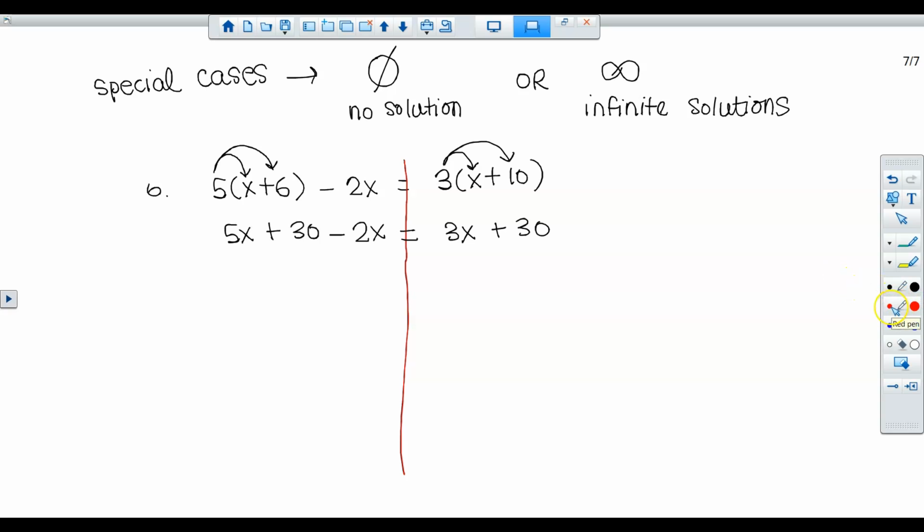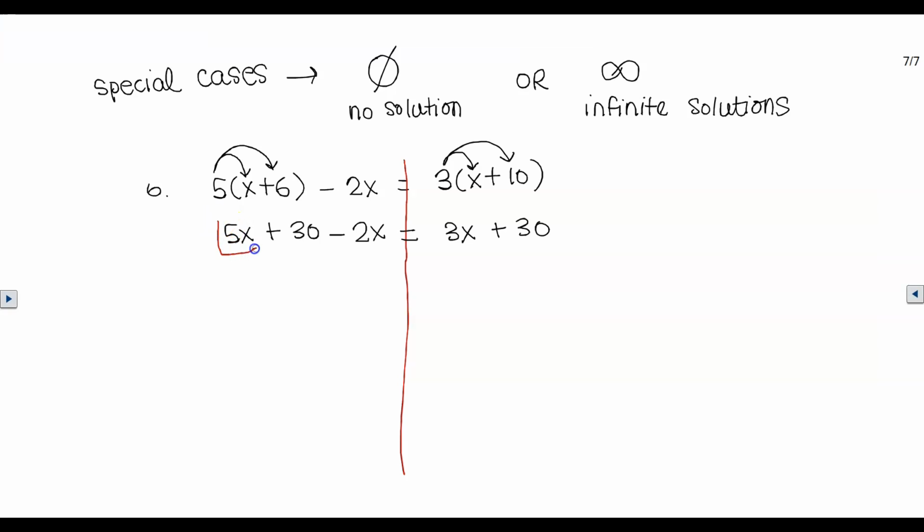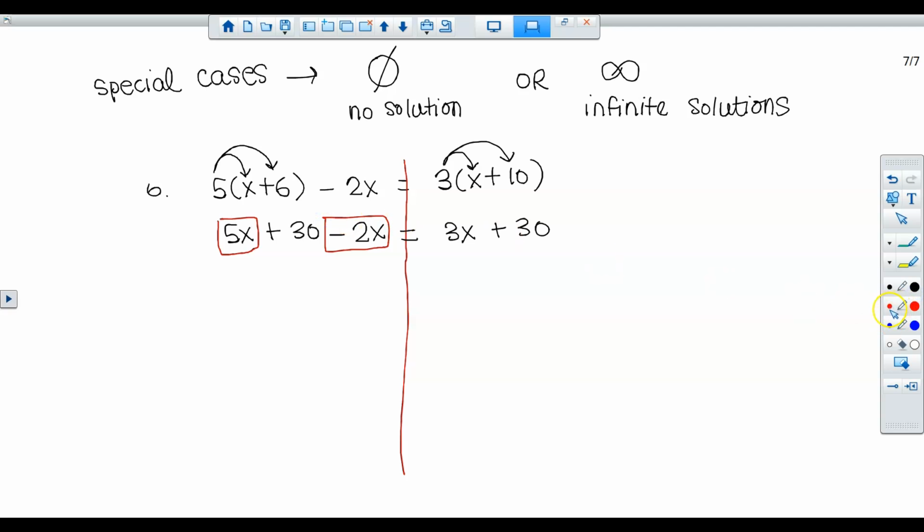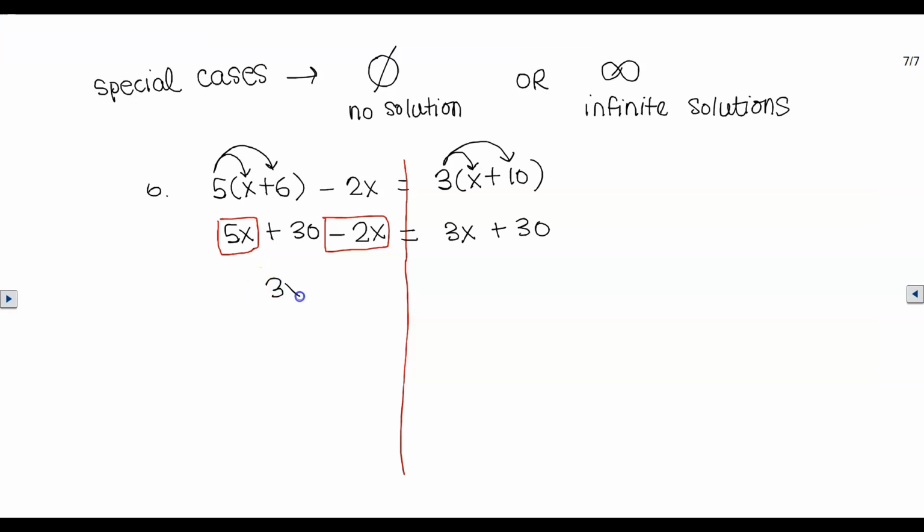Now I'm looking at side 1 to see if there are like terms, and I do see them. I can do 5x and negative 2x together on that side. 5x minus 2x gives me 3x plus 30. There are no like terms on side 2, so I just bring down 3x plus 30.